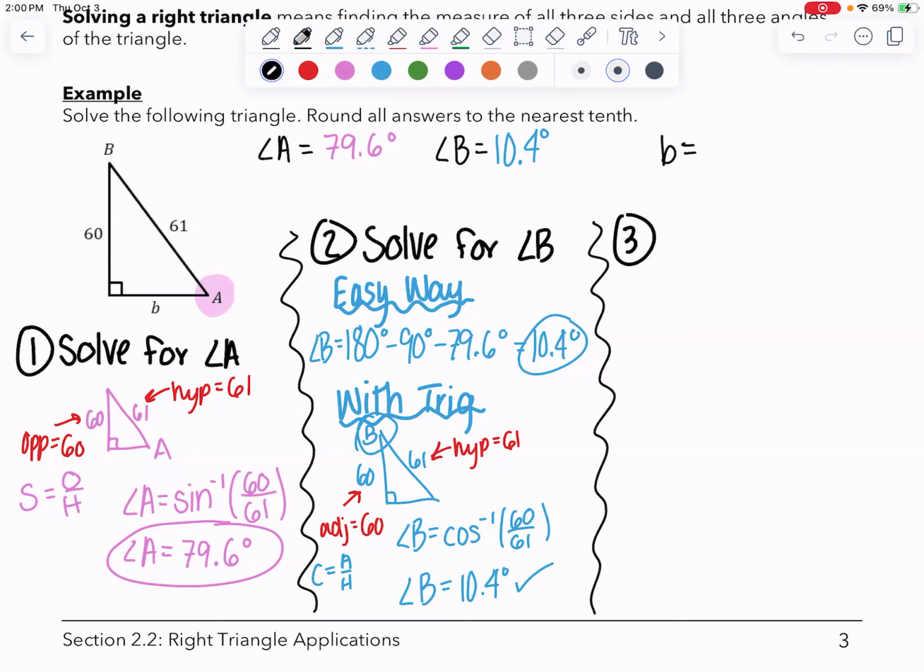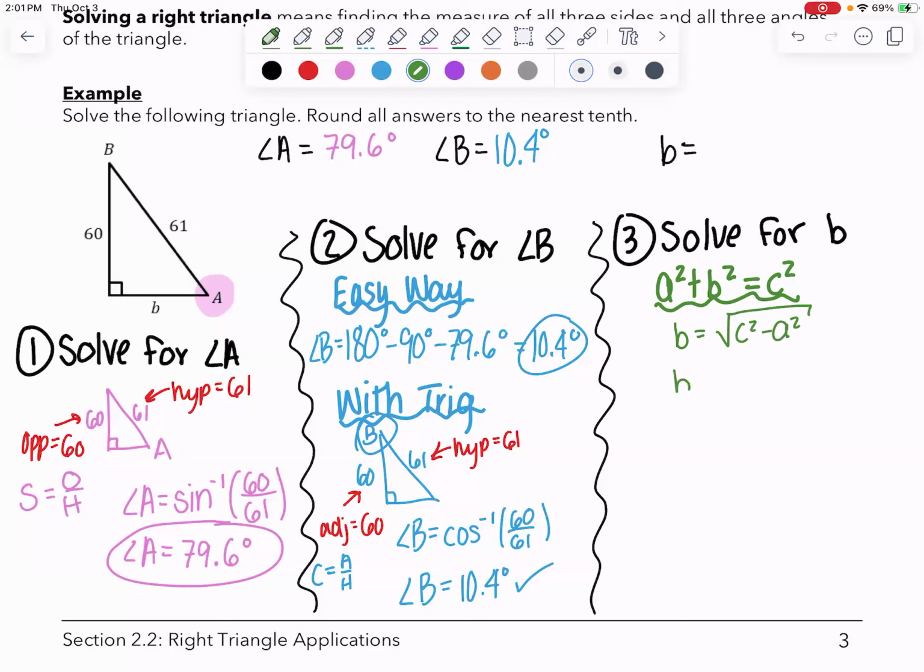All right, finally, we're solving for baby b, the side length b. And again, you have options here on how you approach this. You can solve for b using a squared plus b squared equals c squared, so the Pythagorean theorem. So b is equal to the square root of c squared minus a squared. So b is equal to the square root of 61 squared minus 60 squared. And I chose a Pythagorean triple for this problem, so this comes out to a perfect 11. And that is the answer.